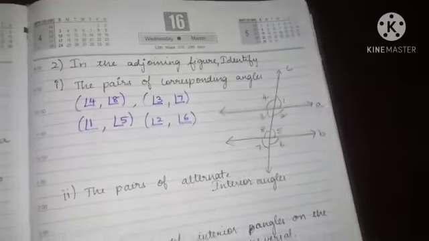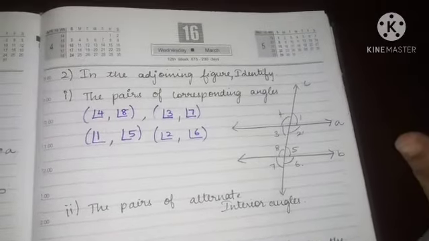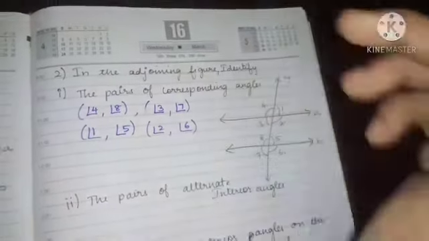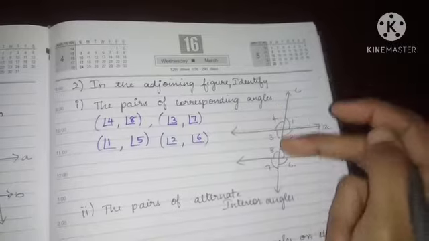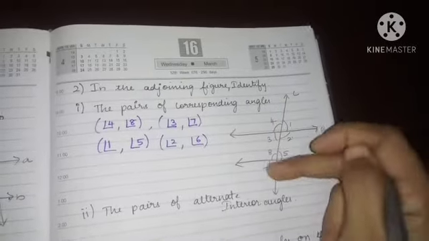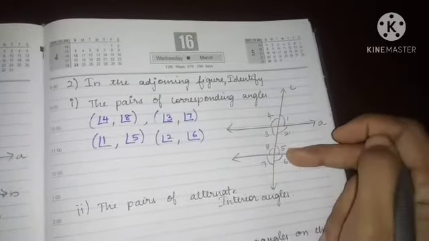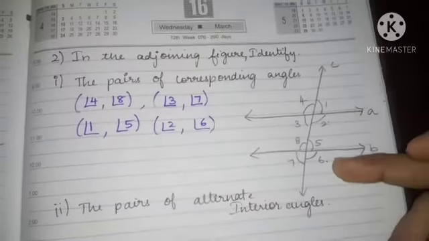So this is the same thing we have discussed in the example problem. Based upon this, we are writing the pairs of corresponding angles. Pair means what? The two angles will be a pair, correct? So 4 and 8 is one pair, 3 and 7 is one pair, 1 and 5 is one pair, 2 and 6 is one pair.